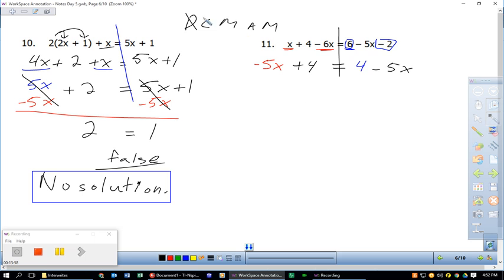Combine like terms, check. Move variables. Well, I'm going to use a different color. I'm going to have to move my variables, so I'm going to add 5x to both sides. And I think you can see what's about to happen. 0 pair, 0 pair, we get 4 and 4. Now again, is this a true or false statement? If it's true, it's all real numbers. If it's false, it's no solution. 4 is always equal to 4, so this is all real numbers.